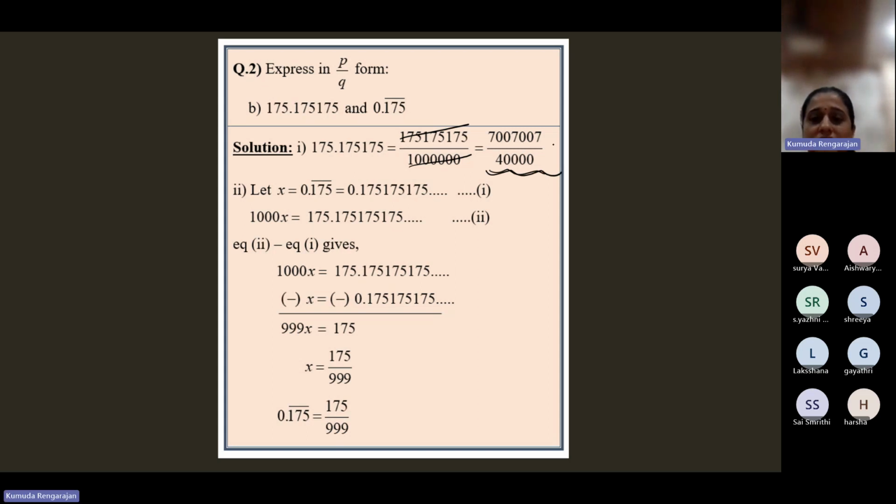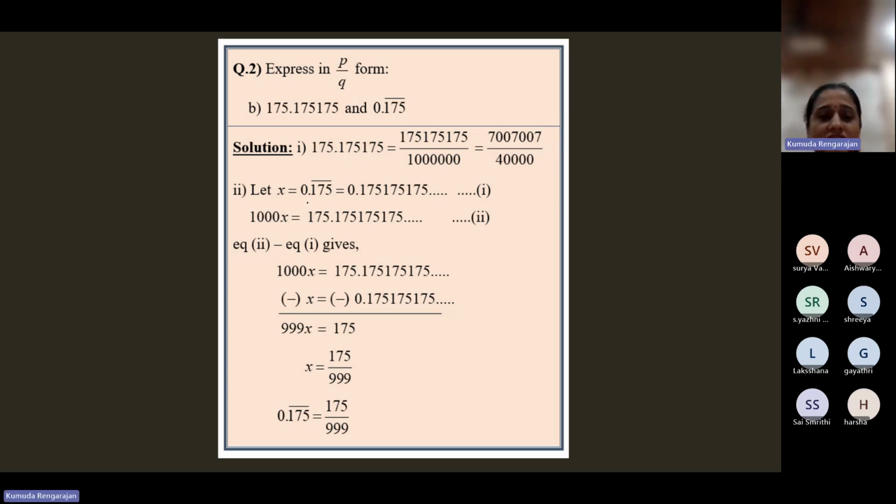So when you divide this number by this number, the division will come to an end with a zero remainder and the quotient obtained will be 175.175175. That's it. On dividing this one by this one, the division will come to an end with a zero remainder and the quotient obtained will be this.